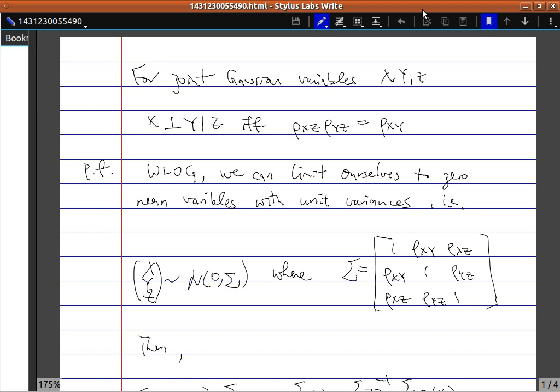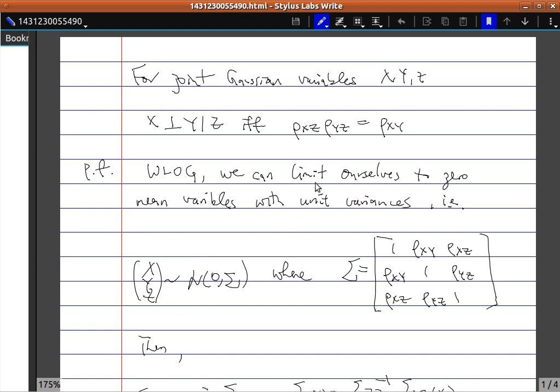Hello. I'd like to talk about a very useful result to check independence, actually conditional independence, for Gaussian random variables. Let's say I have three variables here, x, y, and z, and we will have x and y conditionally independent given z if rho xz multiplied by rho yz is equal to rho xy, where rho is the correlation coefficient of each pair of variables. The proof is rather straightforward.